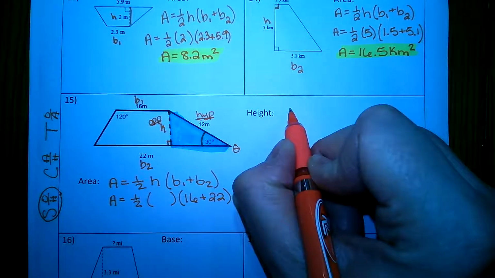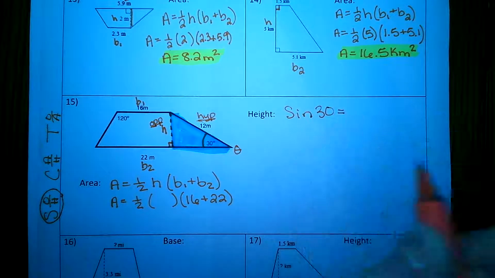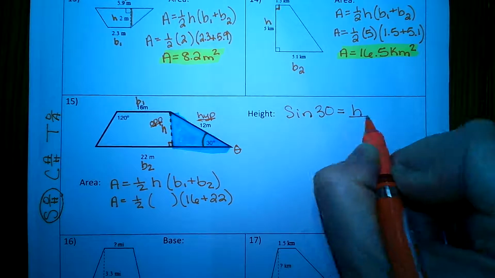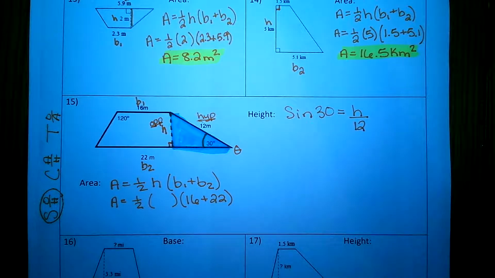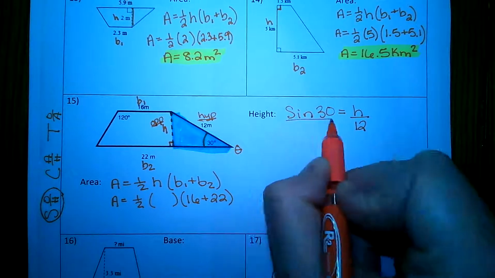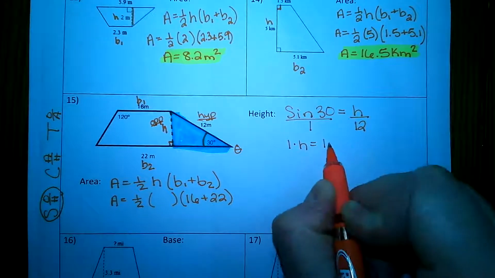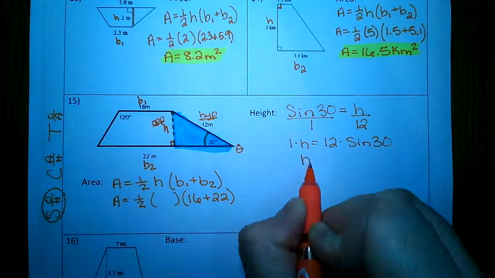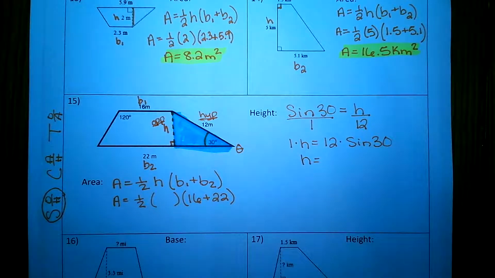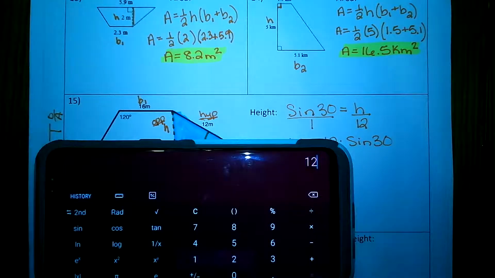So let's find that height. Sine of theta, which is 30, is equal to the opposite value, which is what I'm trying to find, that's the height of the trapezoid, over 12, which is the hypotenuse on my triangle. So I'm going to cross multiply. 1 times height and 12 times sine 30. Well, 1 times height, that's easy. That's just going to be h. The rest I'm going to need my calculator for. So I've got 12 times sine of 30.